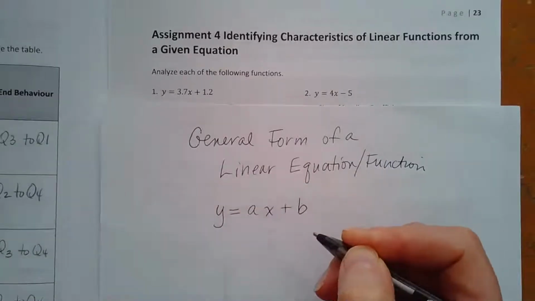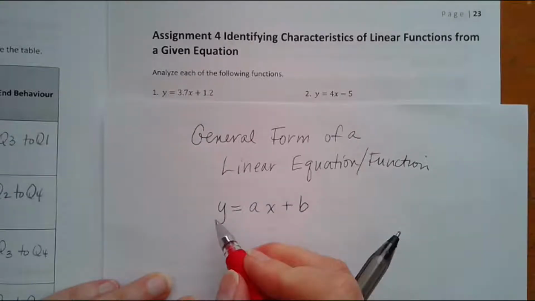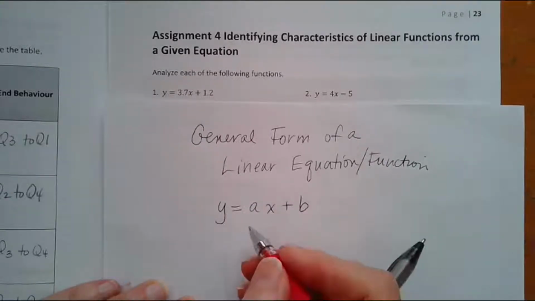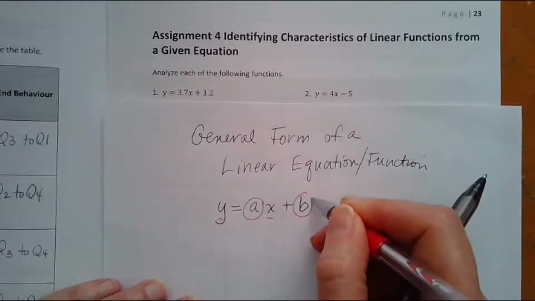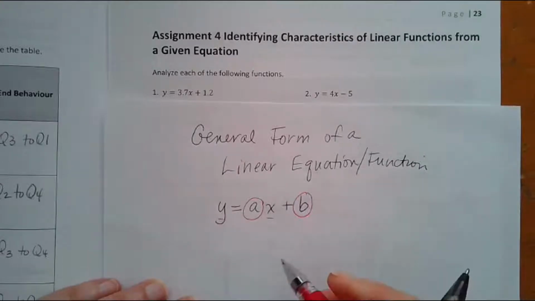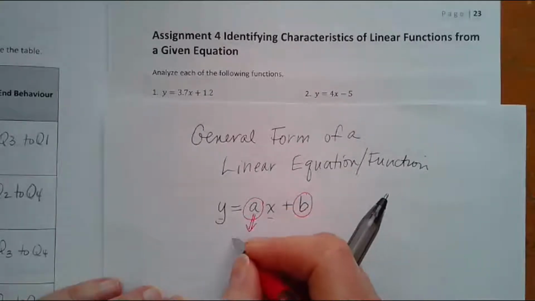Okay, so it's a polynomial, and it has a y. It's in y equals form, and that becomes very important. It's got an x and a y in it, but it also has an a and a b, and these are numbers. The x and the y stay as variables. These are numbers. This is called the leading coefficient.